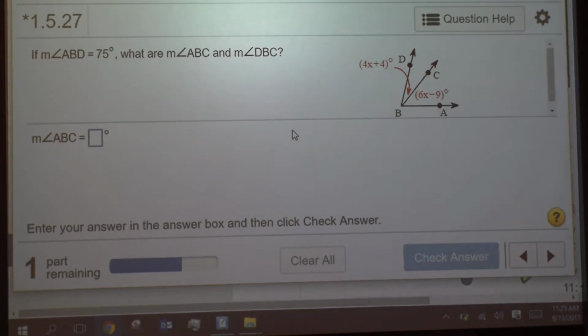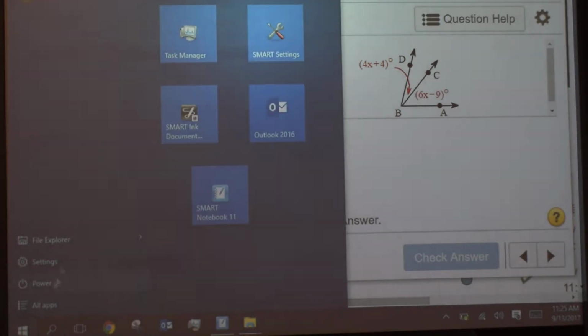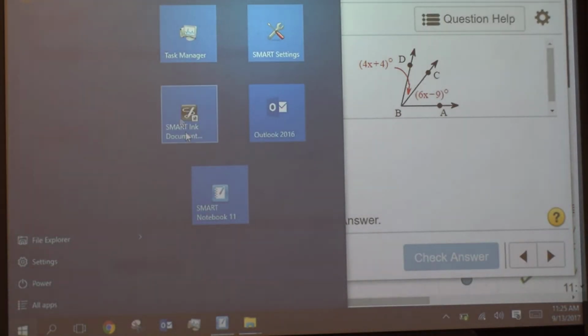Right, so question 16. Yes. Oh, I just wanted to pick. Oh, you want to answer? All right. Yeah. So what do I need to do? Okay. So you have to take the 6x minus 9 plus the 4x plus 4 and equal it to 75. Okay. So let me start this stuff. Sorry. Oh, you're fine.